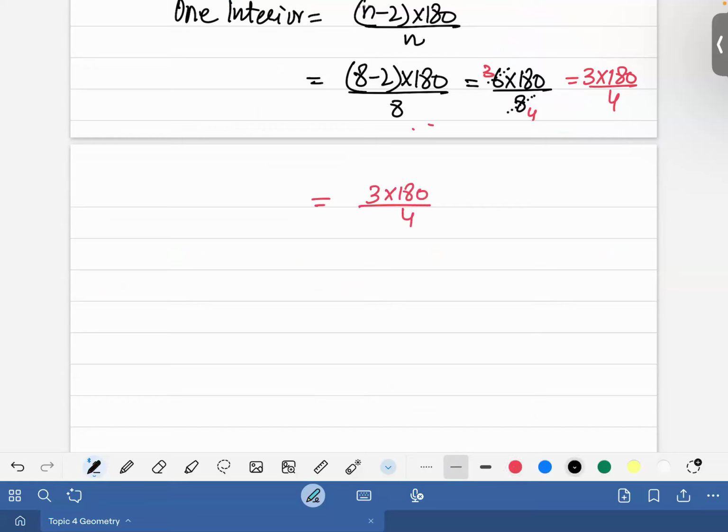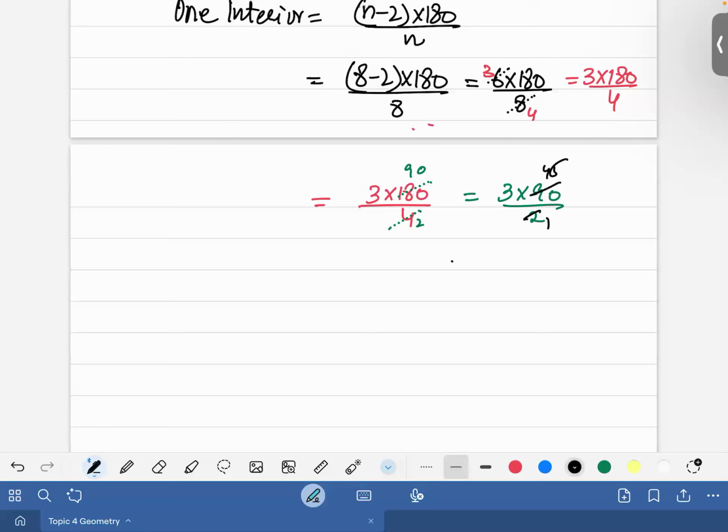I can cancel 4 and 180 now with table 2. Agree? Yes, sir. 4 and 180, if we cancel, it would be 2 2s are 4 and 2 times 90 is 180, so it would be 3 times 90 divided by 2. I can cancel 2 and 90, so 2 ones are 2 and 2 times 45 would be 90.